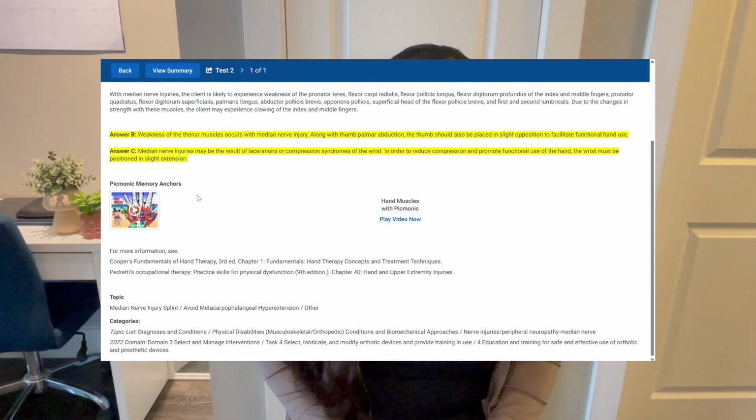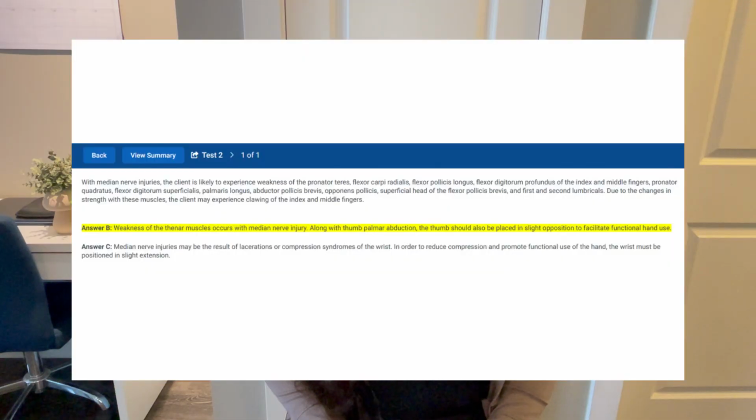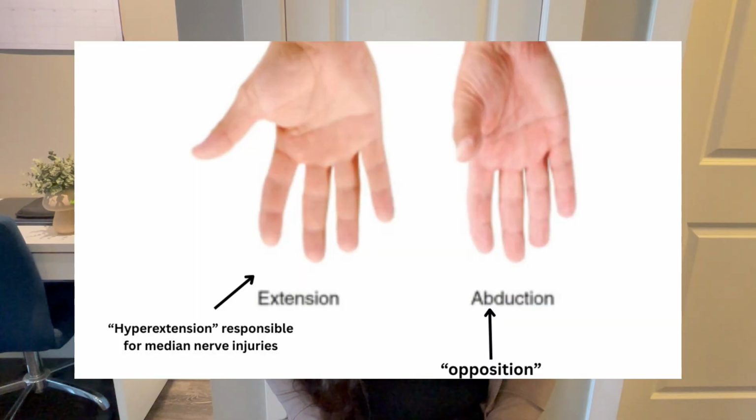And I like that it explains why it is not answer B and why it is not answer C. So here we have that it's not answer B because weakness of the thenar muscles occurs with median nerve injury, along with thumb palmar abduction, and the thumb should be placed in slight opposition to facilitate functional hand use. So the main thing that I got from this rationale is that the thumb opposition is not an extension position, it is an abduction, which just means that abduction of the fingers means flexion, right? So not the answer because median nerve injuries are caused by excessive extension.